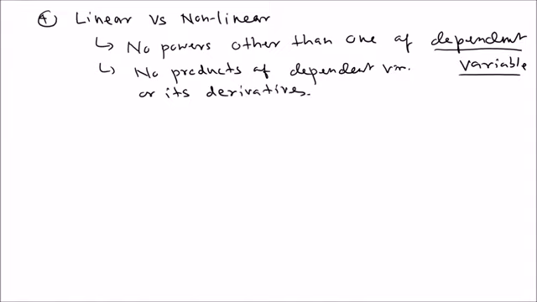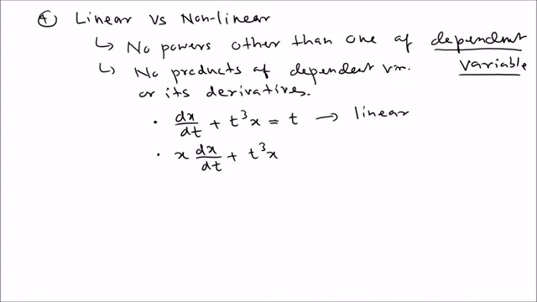So let's talk about two examples. If x is the dependent variable, we can write dx over dt plus t cubed x equals t. You can see that there are no powers of x other than 1. So this is a linear equation. t is the independent variable, that's okay. So this is linear. And if you look at this one, x times dx over dt plus the same thing here, t cubed x equals t, this is nonlinear.